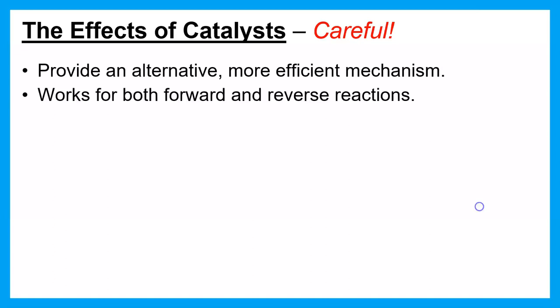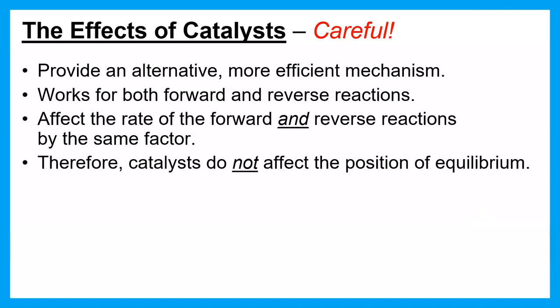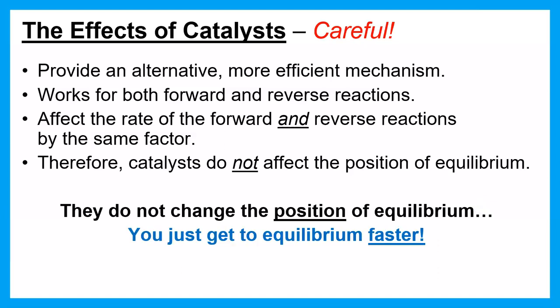Key thing to understand is that the catalyst speeds up the forward and the reverse reactions. It's not a one-way street here. It speeds up both of the directions. And because it's speeding up the forward and the backwards direction at the same time by the same amount, it's not actually going to change the ratio of concentrations that you have when you're finished. So you're not going to end up with a new equilibrium position. All that's going to happen is you will get to equilibrium faster. That's a really key thing to understand.